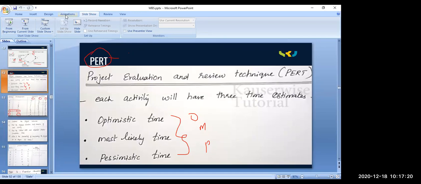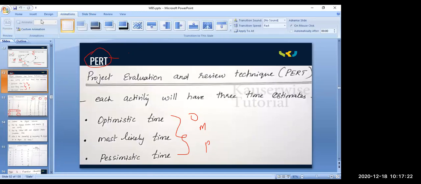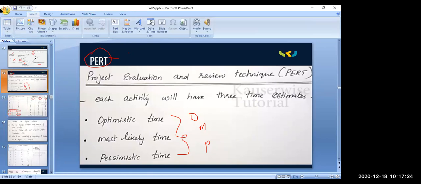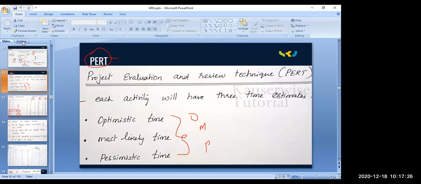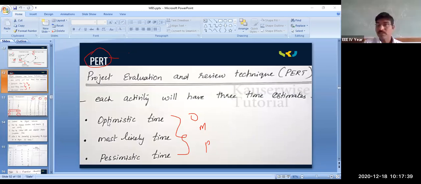Sir, tell me. You are somewhere, sir. That side you are there, sir. You are not visible, sir, properly. Okay. Now it's okay? Not appearing, sir. Now it's okay.